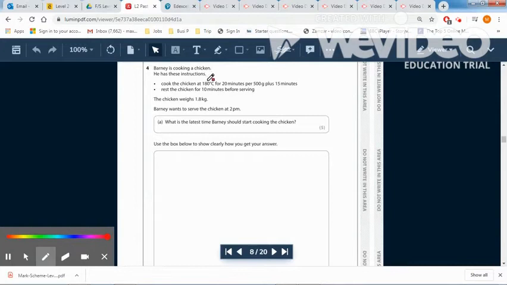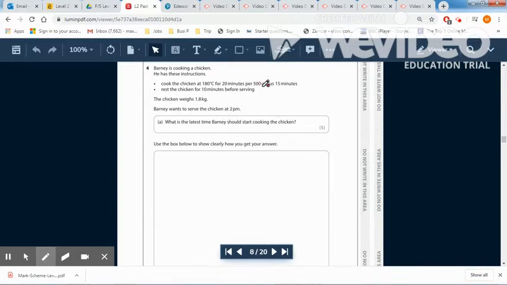So next question, Barney's cooking a chicken and he's got these instructions. He's going to cook the chicken at 180 degrees for 20 minutes per 500 grams, plus 15 minutes. And then he's going to rest the chicken for 10 minutes before serving. And the chicken weighs 1.8 kilograms. The question says, what's the latest time he should start cooking if he wants to serve by 2 p.m.?